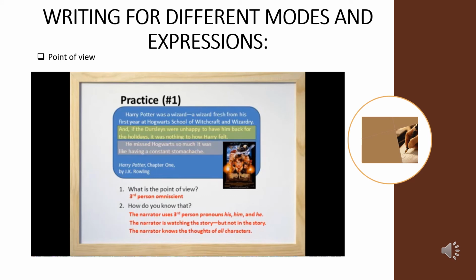And what about Harry? He missed Hogwarts so much that it was like having a constant stomachache. Did Harry say these words out loud to someone? No, he didn't. This was a silent thought that Harry had in his mind, and the narrator knew this thought. So, if the narrator knows Harry's thoughts and the Dursleys' thoughts, that means it's third person omniscient.